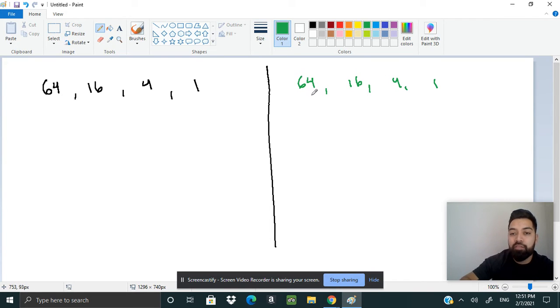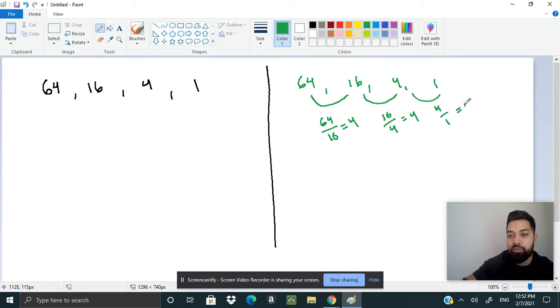So really, to get from here to here, it's 64 divided by 16, that equals 4. 16 divided by 4, that equals 4. And 4 divided by 1, that equals 4. Now, I'm only doing this side to give us a hint. This isn't the actual answer, but sometimes it's easier to recognize the pattern when you think of division. And so I'm bringing that up.